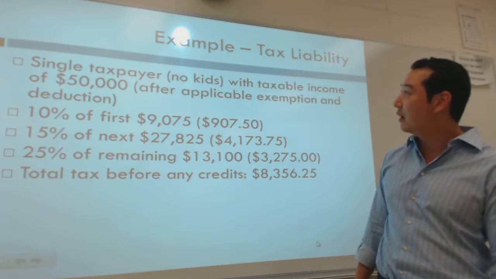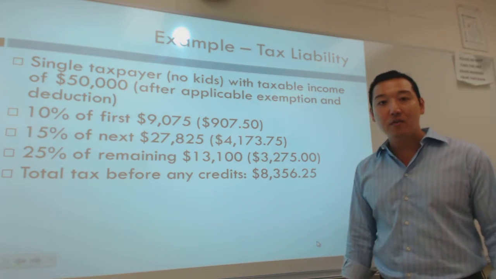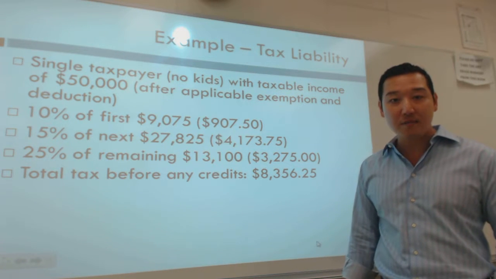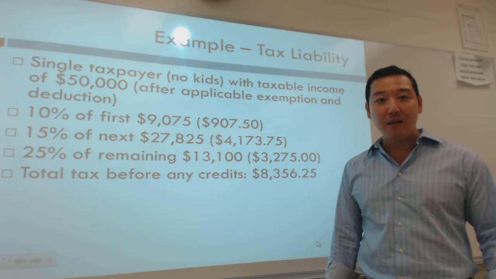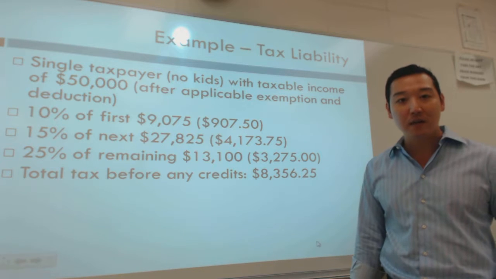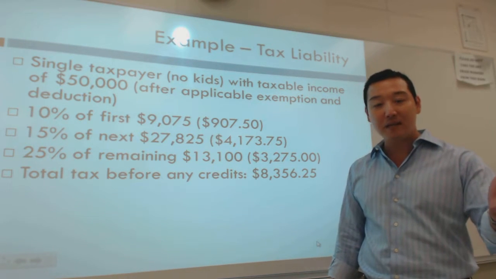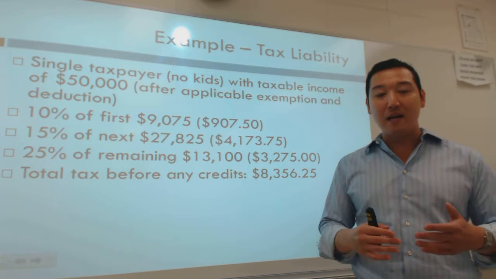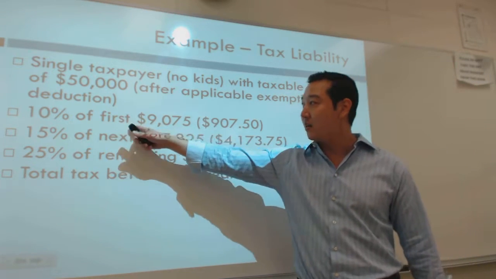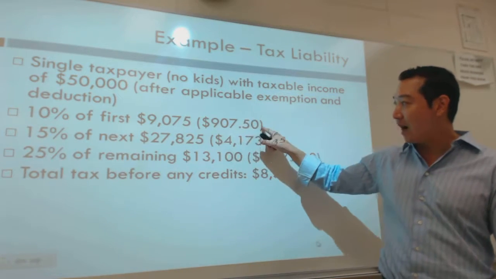Okay, so I'll give you an example here to illustrate those ideas. So we're taking a single individual, right? The hypothetical here is of a single individual with no kids. And in terms of taxable income, let's say this person has taxable income of $50,000. So this is after we apply the exemptions, we apply the standard deductions, and any possible calculated deductions. This person possesses $50,000 of taxable income. And so you'll note that this person will pay 10% of the first $9,075 of taxable income. And I show you the exact amount in parentheses.